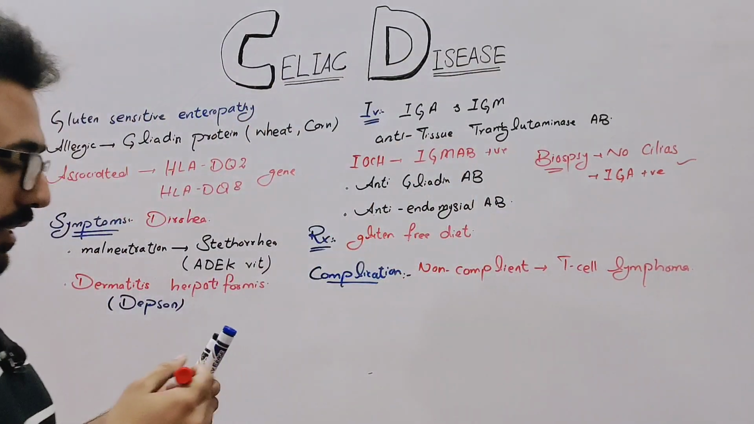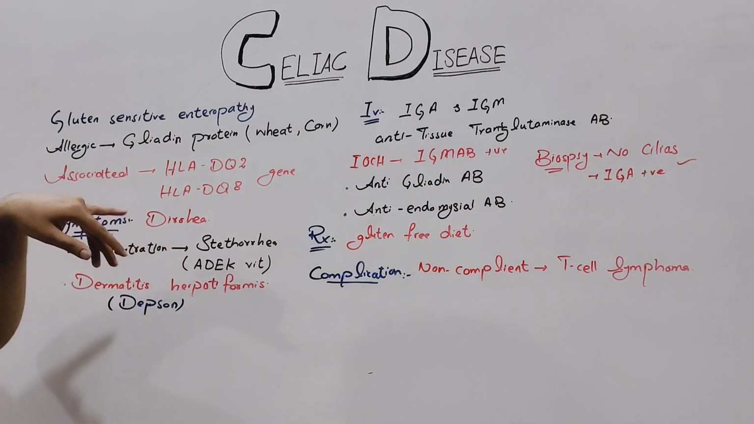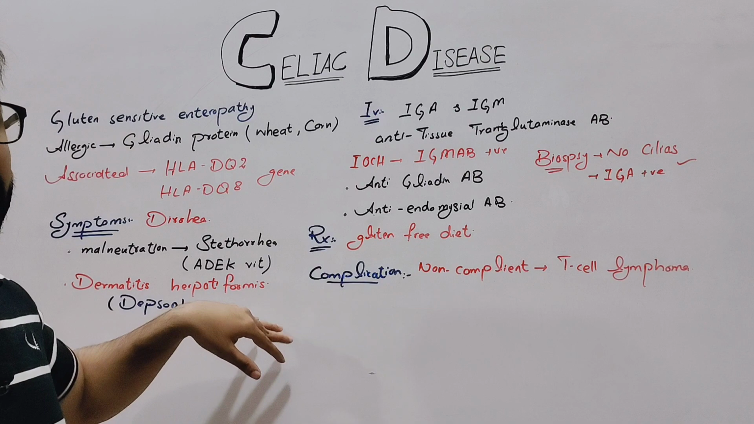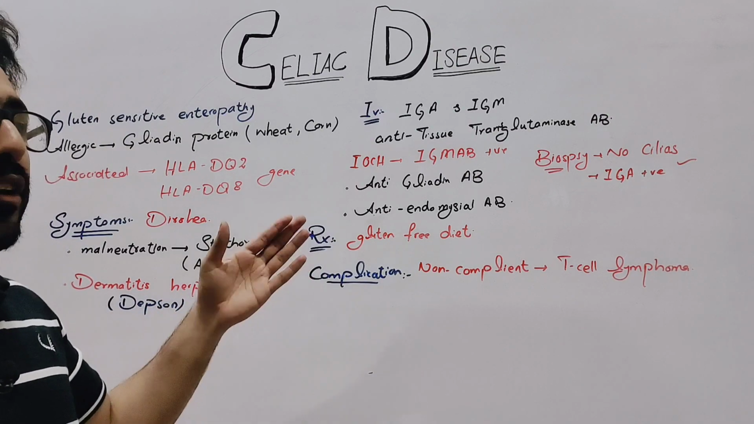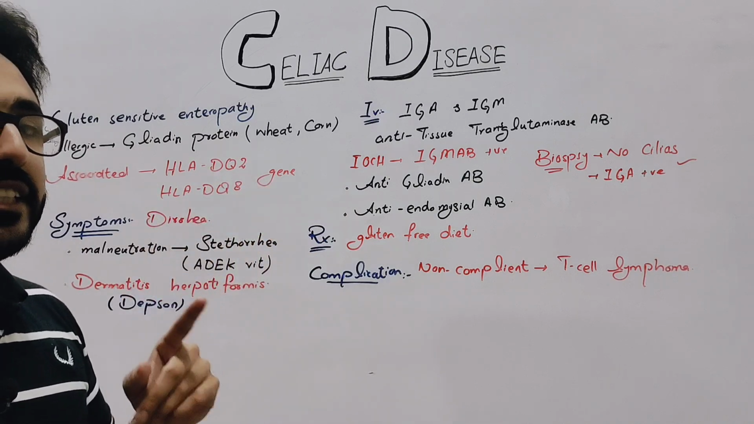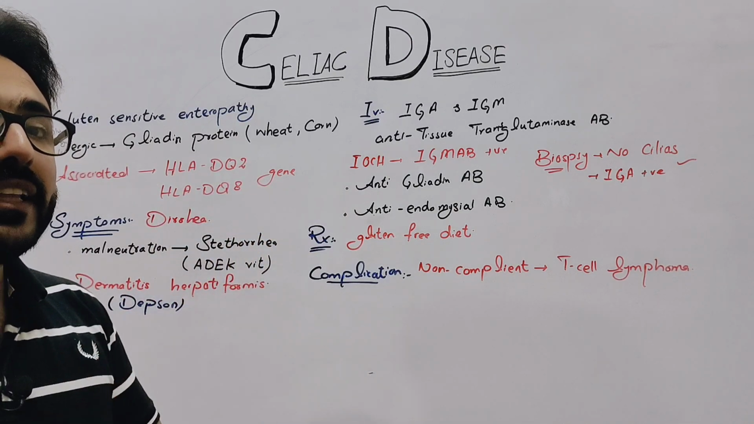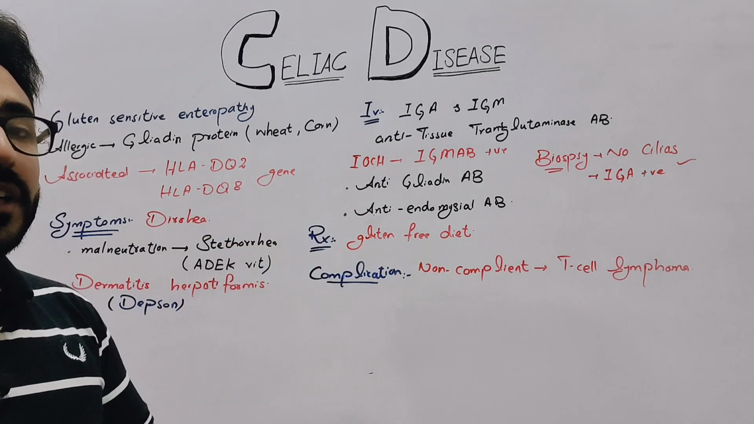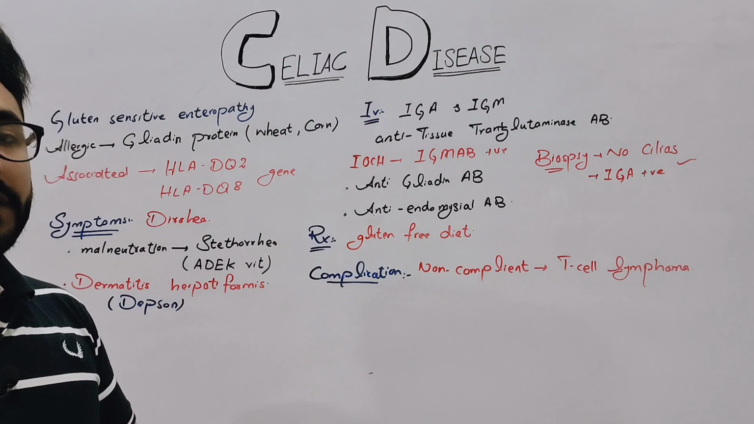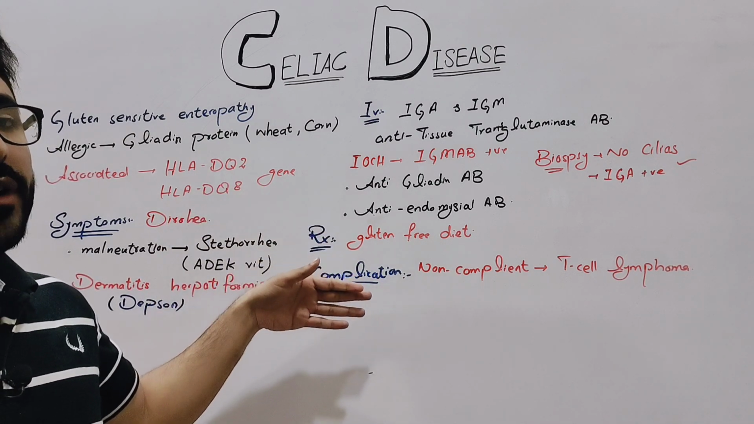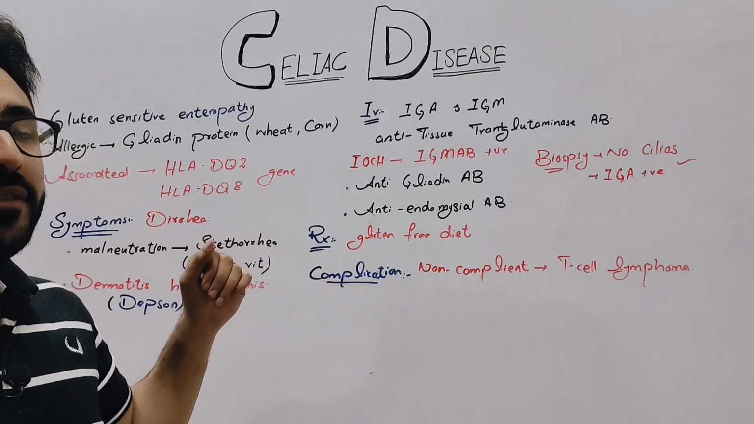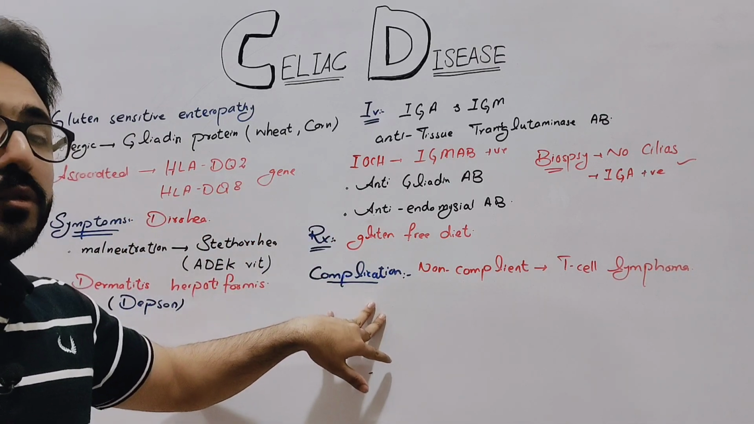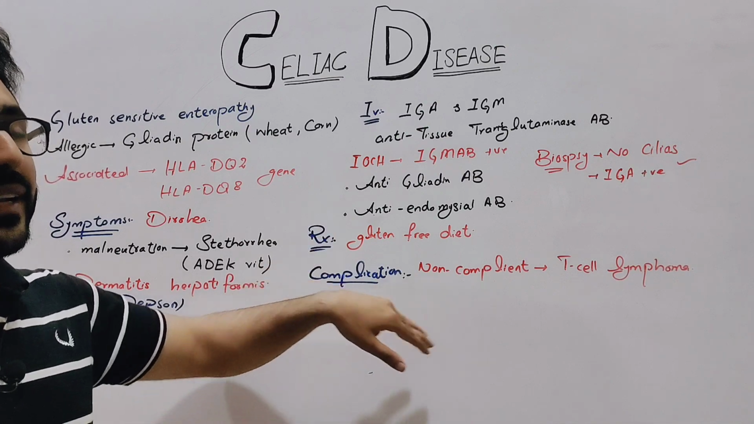The main thing you should remember is that the patient will present with diarrhea and dermatitis herpetiformis, and on biopsy you will find no cilia and IgA antibodies will be present. Then the confirmatory test and investigation of choice is IgM anti-tissue transglutaminase antibodies, which will be present. Then the treatment is to avoid the cause. We avoid corn and wheat, which are highly rich in gluten. And the complication in patients who are not compliant with the treatment is T cell lymphoma.